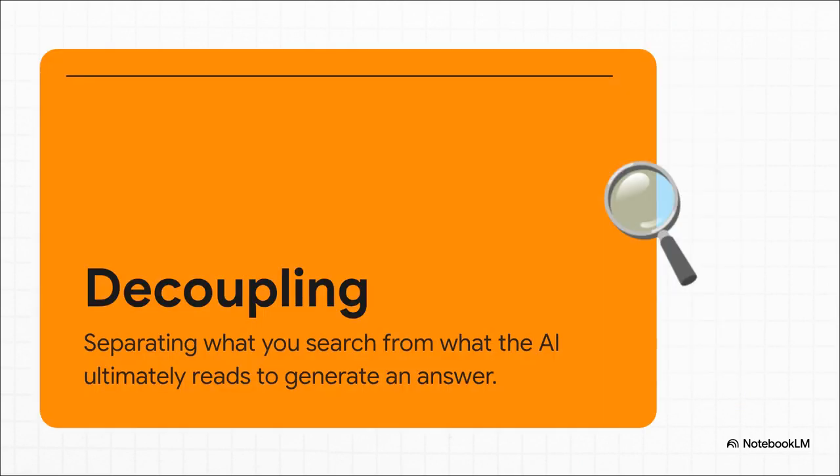So decoupling just means separating what you search from what the AI ultimately reads. Think about it. We can create these really smart, punchy summaries that are perfect for searching quickly. But then, and this is the key, once we find the right thing, we hand the AI the entire original document to read. You get speed and full context. The best of both worlds for real.